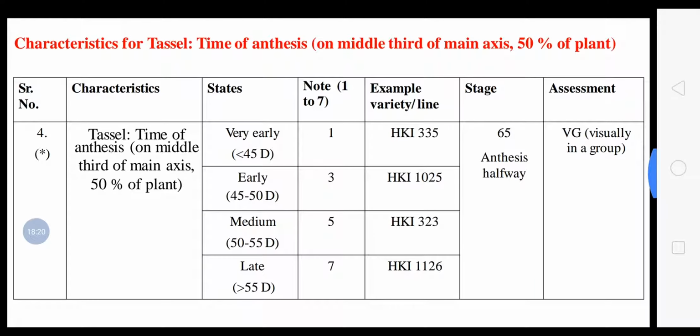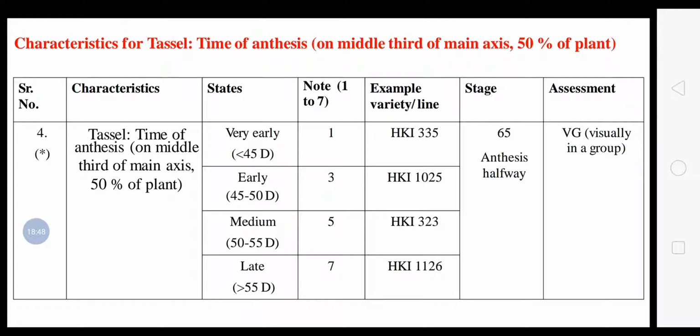The fourth character is time of anthesis. On the middle third of the main axis, 50% of the plants in a single row are considered for this character. Here, four different statuses are taken: very early, that is below 45 days, early 45 to 50 days, medium 50 to 55 days, and late more than 55 days.